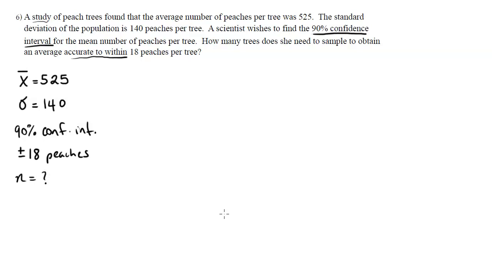How many trees should this person sample in order to be 90% confident that they're within 18 peaches of the true population average? I'll say that again. How many trees does this researcher need to sample in order to be 90% confident that they've got the true population mean to within 18 peaches per tree?